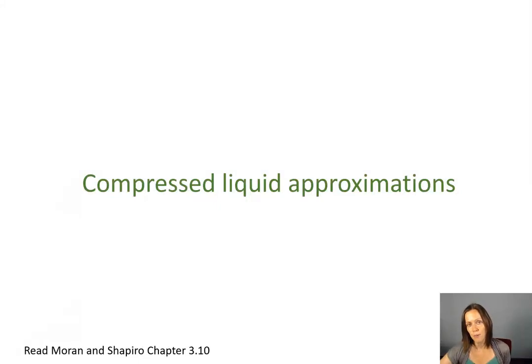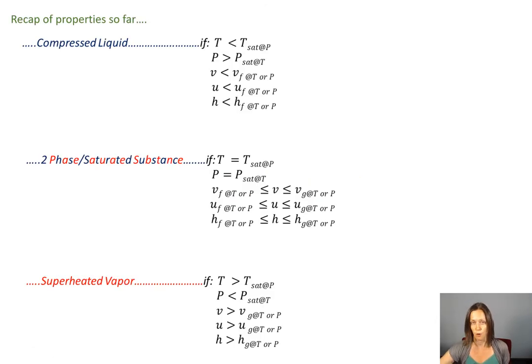In this segment, we're going to talk about some of the approximations that we can make for compressed liquids. So let's recap what we've got so far. We've got some rules that we can use to determine what phase our substance is in. Let's look at that saturated region real quick to recap.